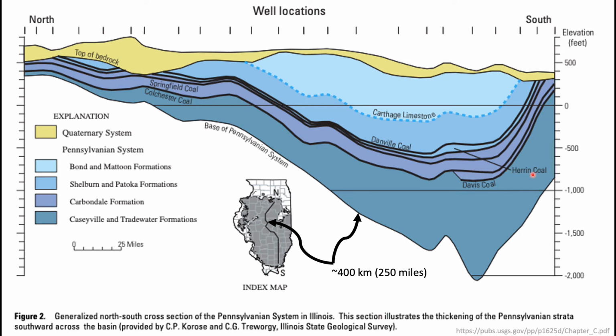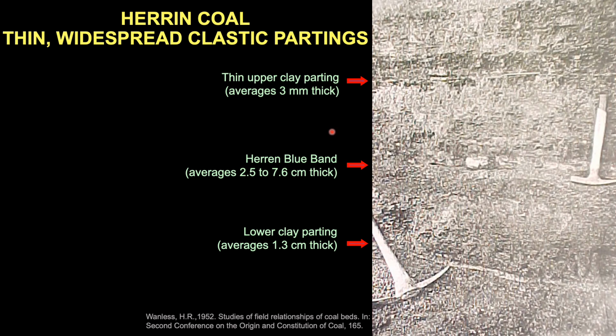This Heron coal is actually that line right there, and it occurs in this area right here, about 400 kilometers north-south. And it's got partings in it, though, that can be traced. The upper clay parting averages 3 millimeters thick, not very thick. The blue band in the middle averages 2.5 to 7.6 centimeters thick. And then the lower parting is about 1.3 centimeters thick.